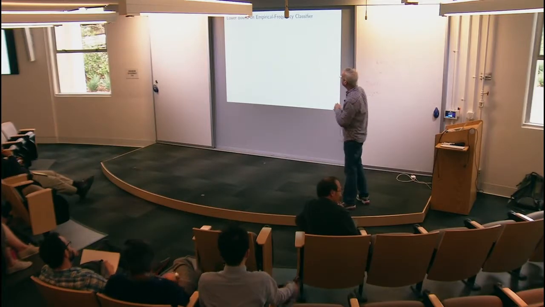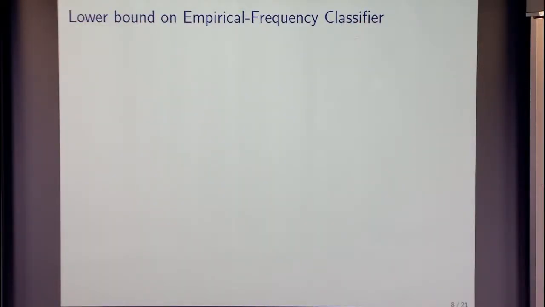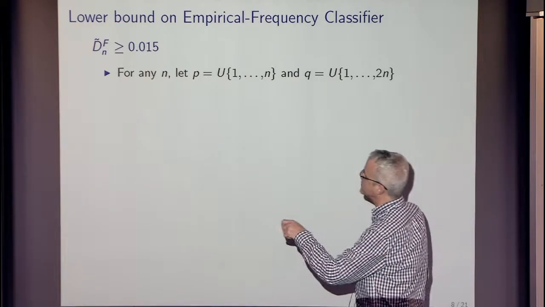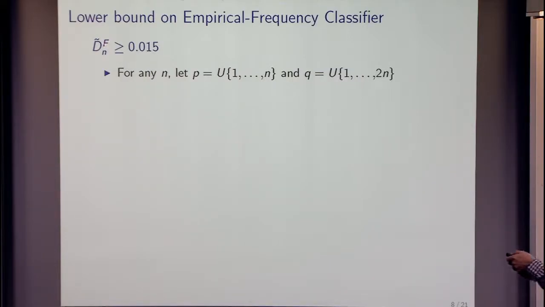Okay. So what we want to see is a lower bound on the error of the empirical frequency classifier. We want to show that if you have a single test, it's not optimal. So what we'll show is that if you look at empirical frequency, F stands for that, then the degradation compared to other label invariant classifiers is at least 1.5%. Maybe not that much, but not optimal. And this is using a simple example.